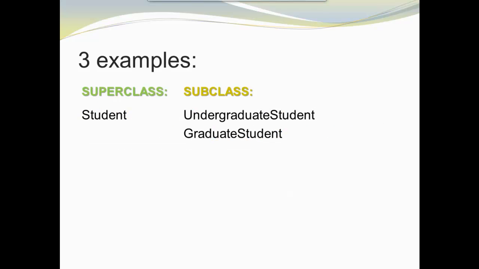So here are 3 possible examples. I could say my superclass is student, and my subclasses are undergraduate student and graduate students. Both undergraduate and graduate students are students, so we have the is-a relationship, and they share common attributes and operations. For example, all students have a student ID.